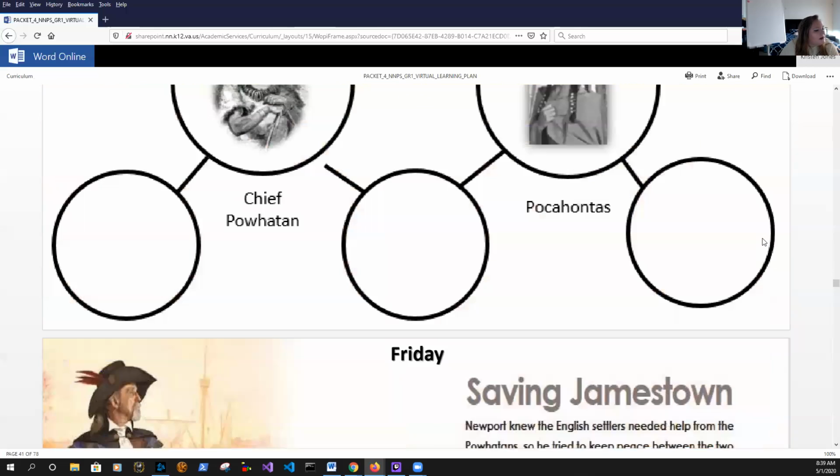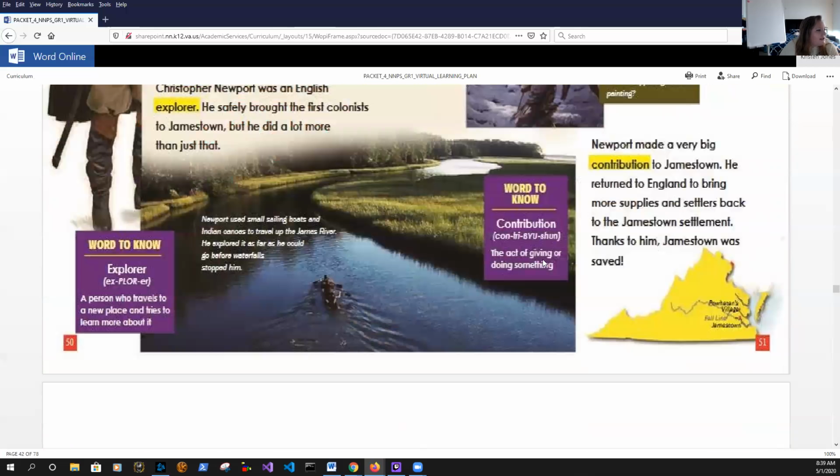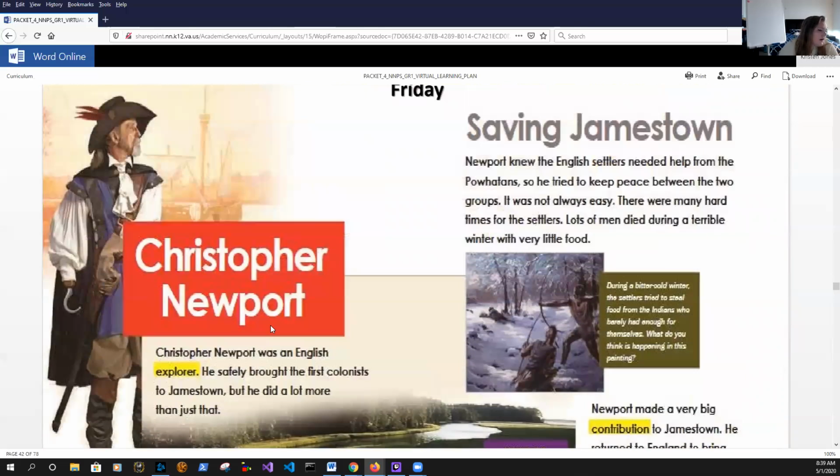Then we're going to read these 2 pages. It says, Christopher Newport. Christopher Newport was an English explorer. He safely brought the first colonists to Jamestown, but he did a lot more than just that. So he was an explorer. He sailed across the oceans, and he's the one that brought the first colonists from England to Jamestown.